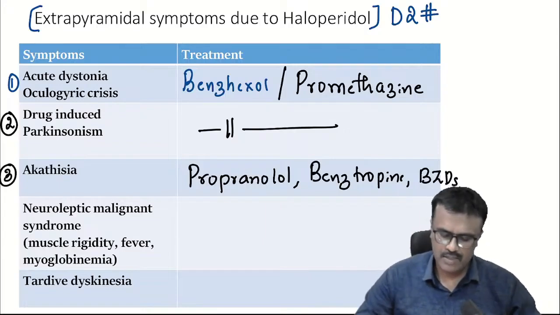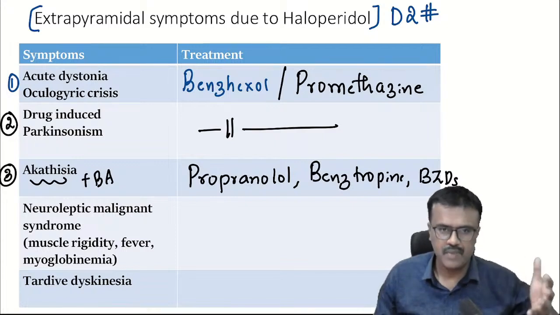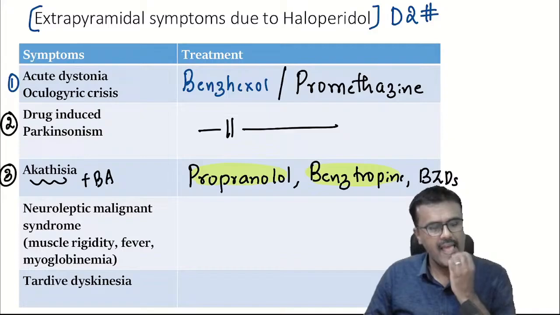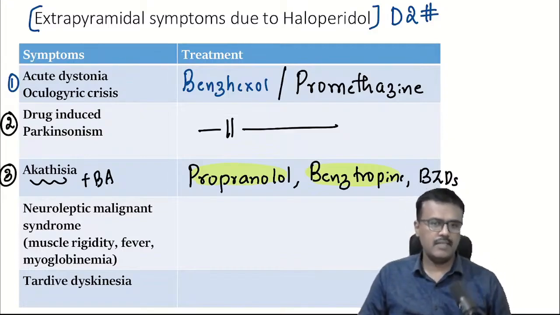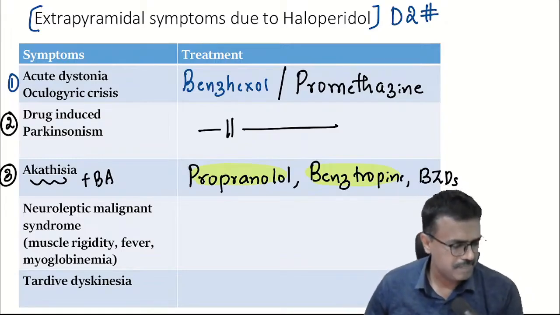Now suppose I ask you a question. Suppose a patient is having akathisia and the patient is also having asthma. Now you have to tell me whether you will choose propranolol or benztropine. I put it like this: the patient has akathisia and asthma. Will you prefer propranolol or benztropine? Please answer.